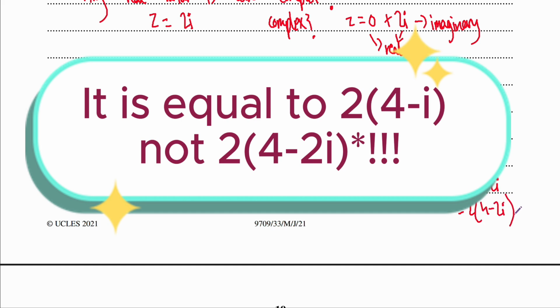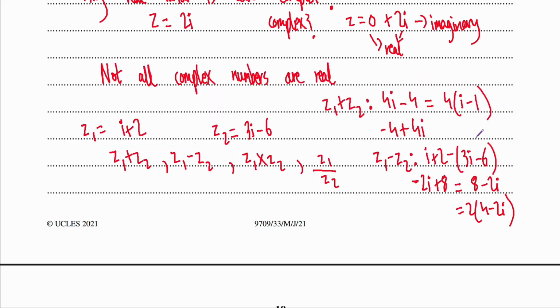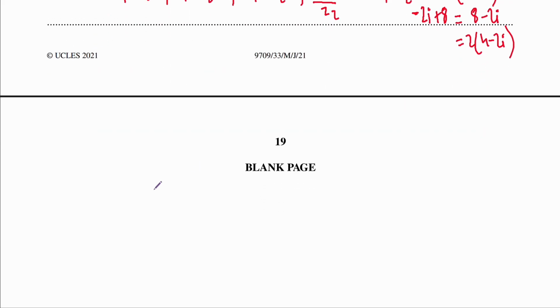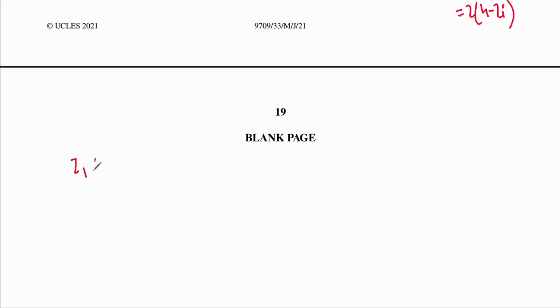If you want to factorize, it's up to you. But yeah, so that's how you add and subtract complex numbers. Very simple so far. It's literally basic algebra. It's like imagine i was an x and then you work with that. Now something interesting, z1 times z2. So how do you do that? Well, you have i plus 2 times 3i minus 6.